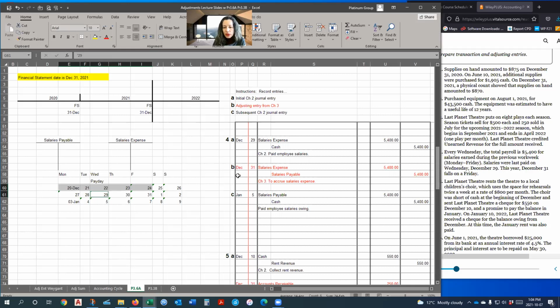So on December 31st, let's add in or include the payroll from the 27th to the 31st. So we're going to debit salaries expense, credit salaries payable. We're not actually paying them $5,400. Okay. So we have accrued our salaries for the 27th to the 31st.